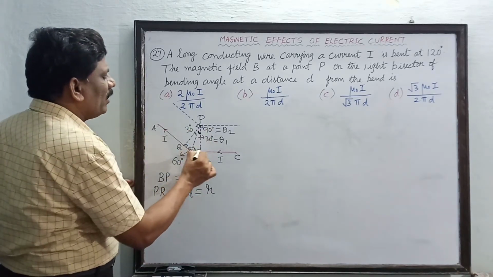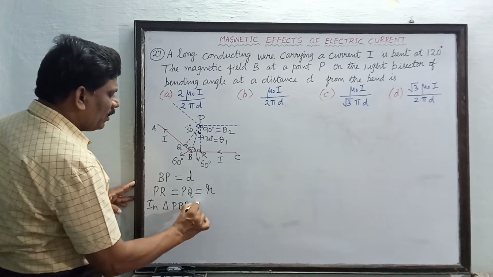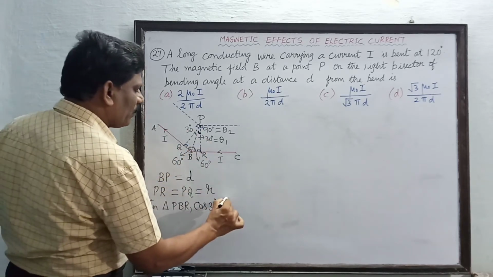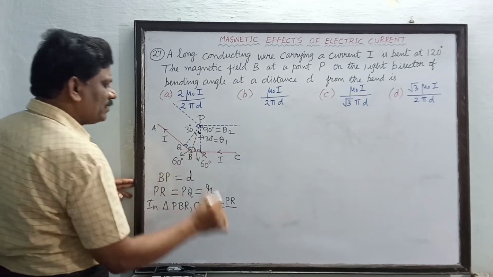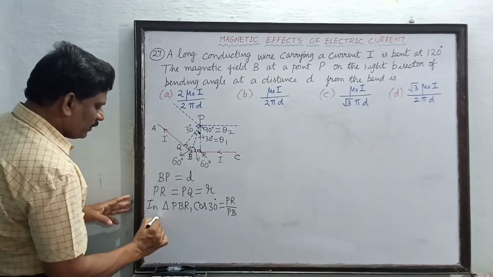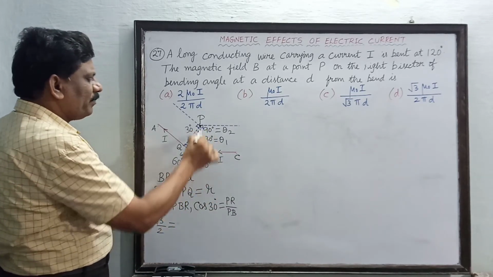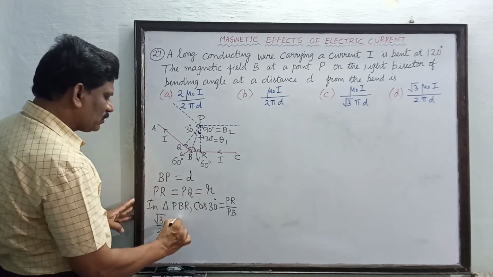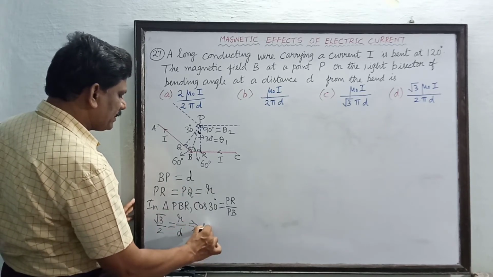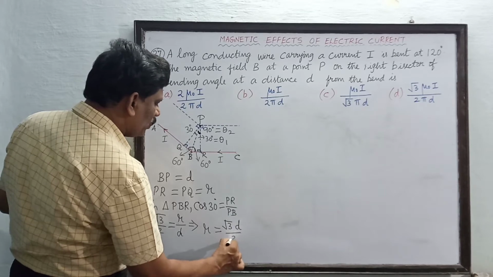So I will take the smaller right angled triangle PBR. In the right angled triangle PBR, what is the cos of 30 degree? I want to find out. So cos 30 is equal to adjacent side PR divided by hypotenuse PB. So cos 30 is equal to what? It is root 3 by 2. So root 3 by 2 is equal to PR, which is small r, divided by PB, which is equal to d. So this implies r is equal to root 3 into d divided by 2.